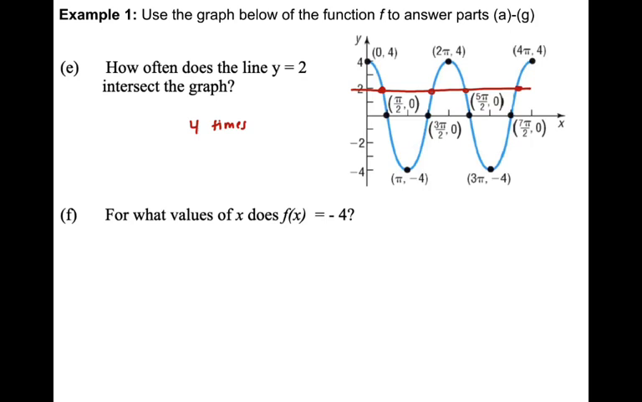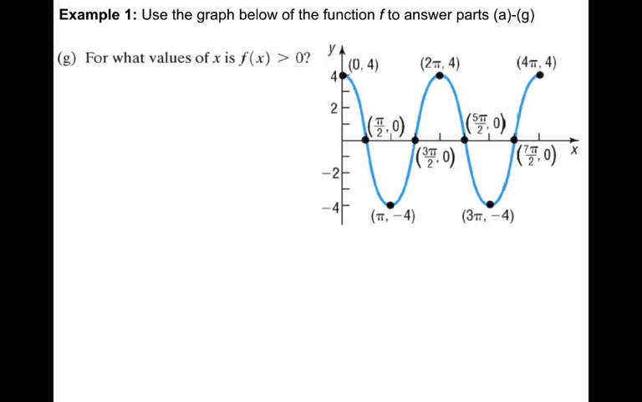For what values of x does f of x equal negative 4? So this time we're looking for the y values that are negative 4. There are 2 of them. So 2 x values yield y values of negative 4. Those 2 are pi and 3 pi.